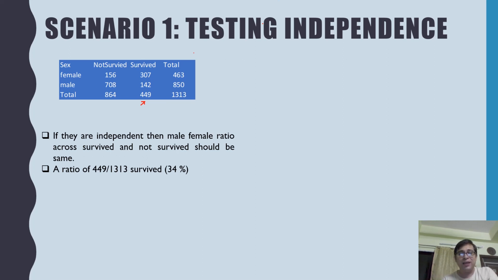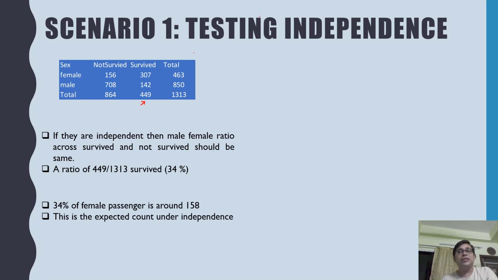How many females are there? So we have around 463 females. So 34% of 463 turns out to be 158. So indeed, if it was independent, then 158 of the females would have survived. However, the number is 307. Similarly, I can find this number under independence, which we call the expected count, for all the 4 numbers. We can do that. So we just do that.